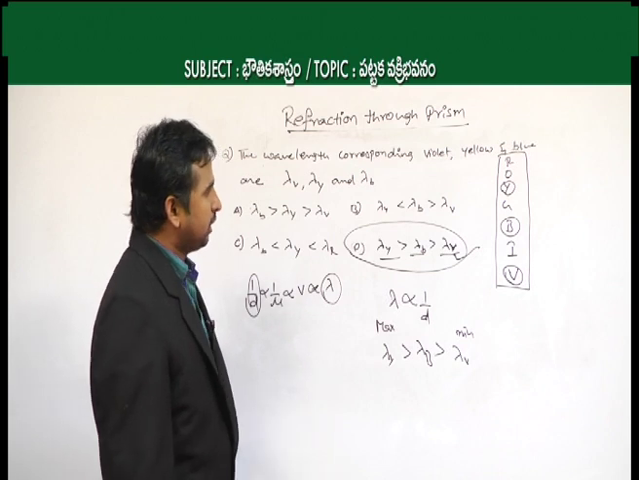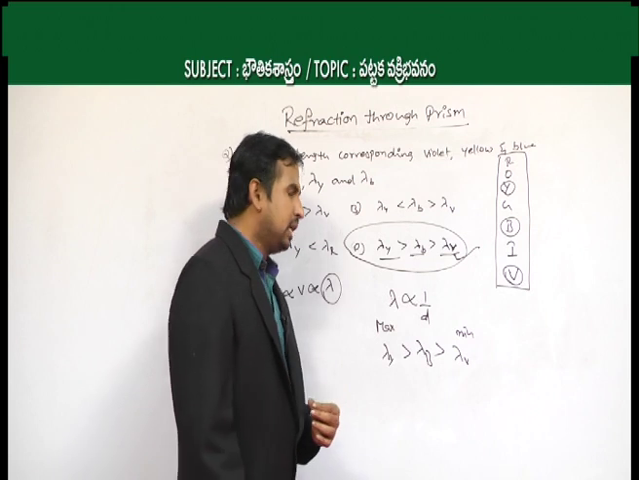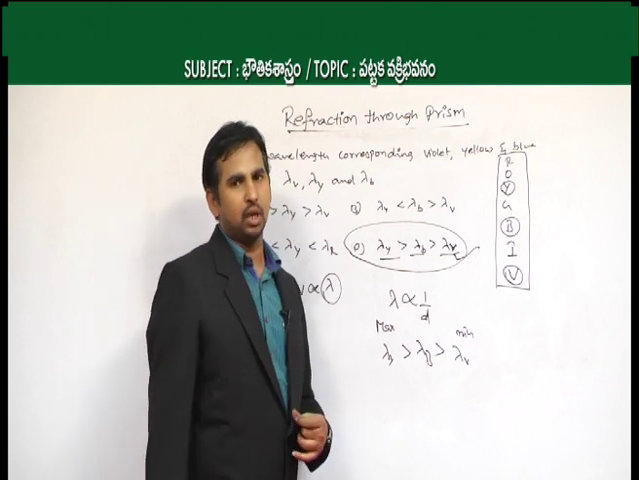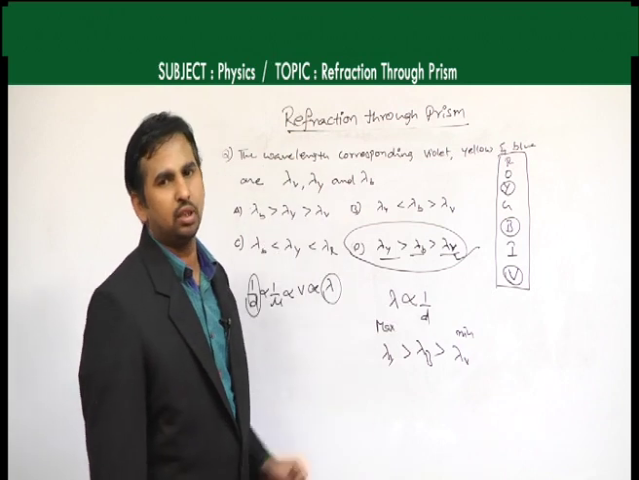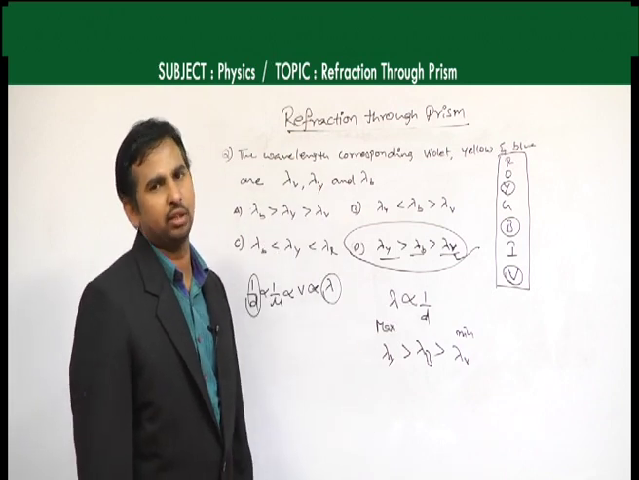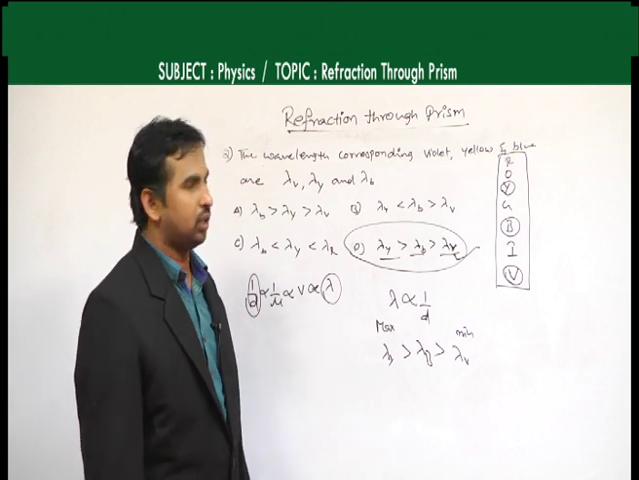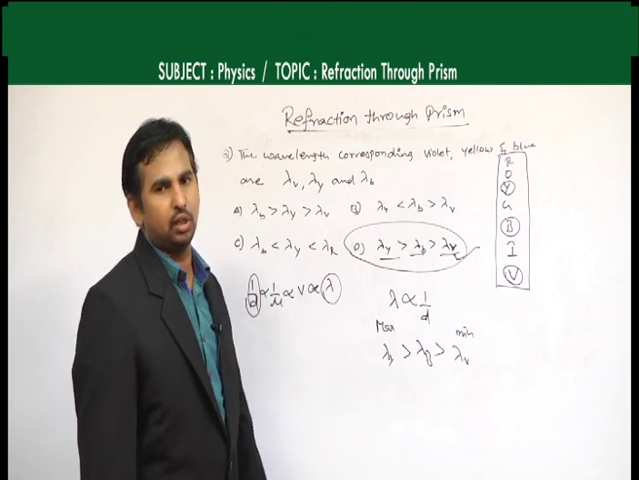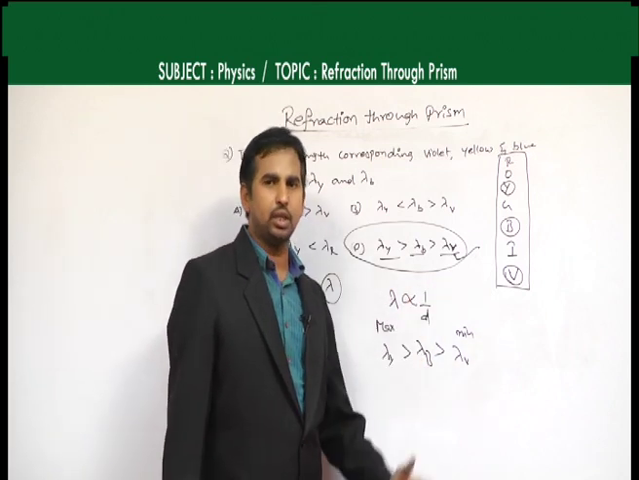And not only that, for violet color, as the deviation is more, the wavelength is less. Like that we can judge which one is having the more wavelength or the minimum wavelength. Not only that, depending on the wavelengths or the velocities, we are having a number of applications based on the different colors.